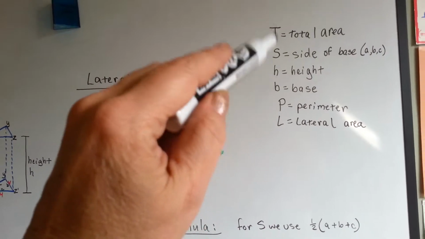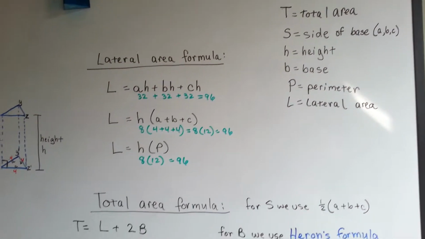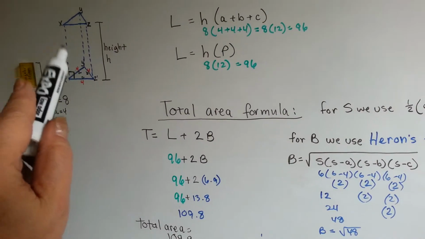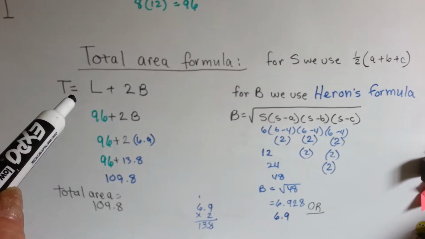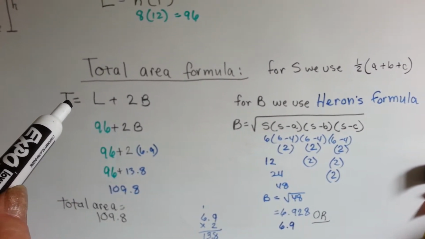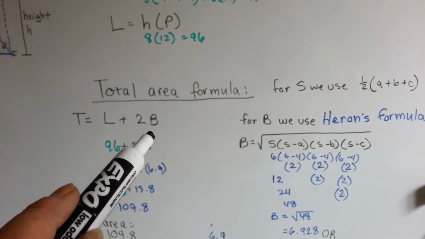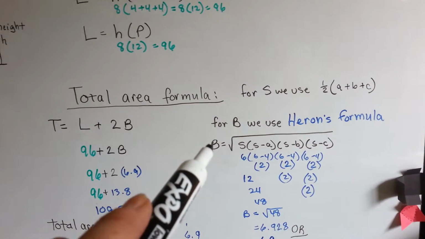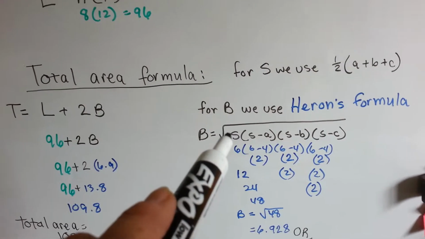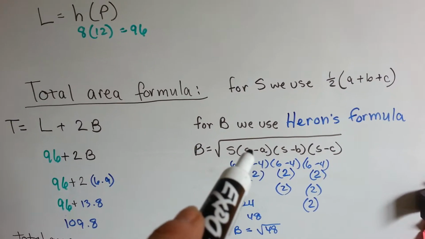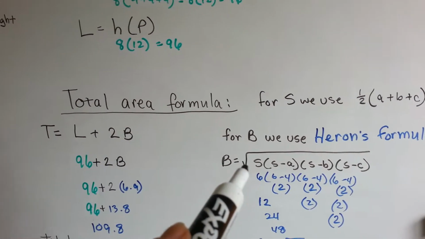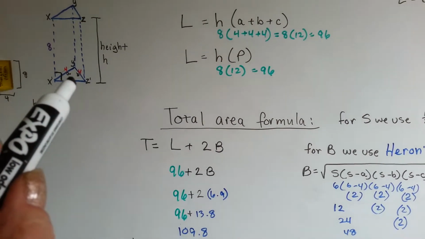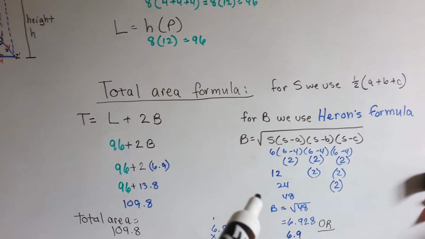Okay? So, this is what all the variables mean. So, here's Heron's formula. We're going to be using this little guy. We want to have the total area, and it's equal to L plus 2B. Now, the L, remember, is 96, so we've got that already. For B, we use Heron's formula. It's the square root of S times S minus A, S minus B, S minus C. So, for S, we use half of the ABC. We know the ABC is 12, so half of that is going to be 6.